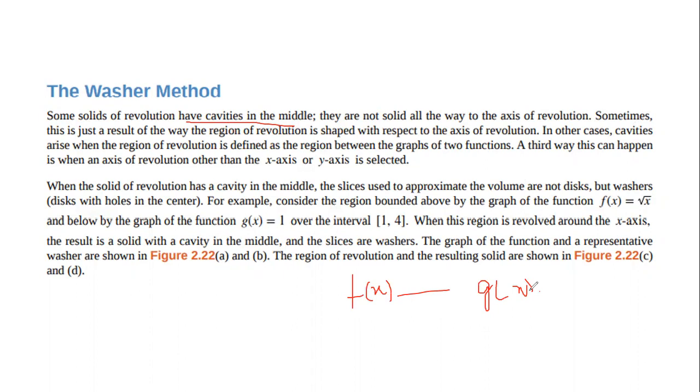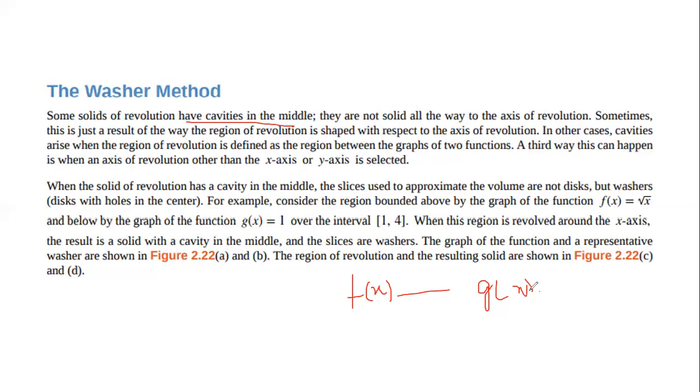Again, I'm elaborating: when some solids of revolution have cavities in the middle, they are not solid all the way to the axis of revolution. Sometimes this is just a result of the way the region of revolution is shaped with respect to the axis of rotation. In other cases, cavities arise when the region is defined as the region between the graphs of two curves, let us say f of x and g of x. A third way this can happen is when the axis of revolution is the x-axis or y-axis.